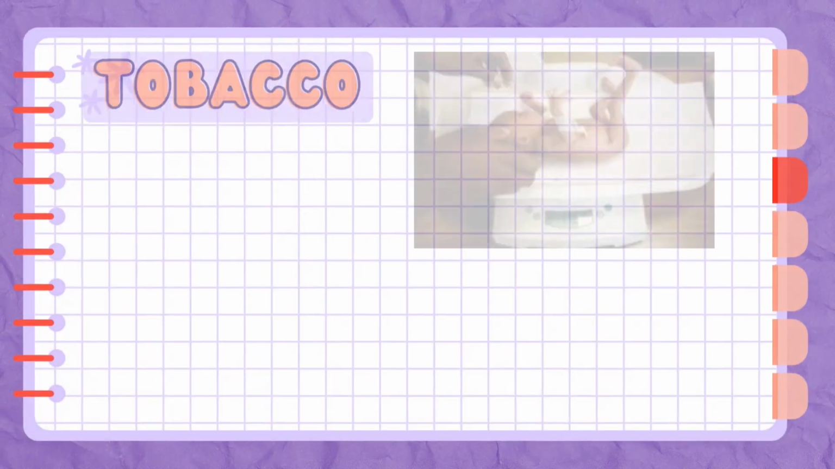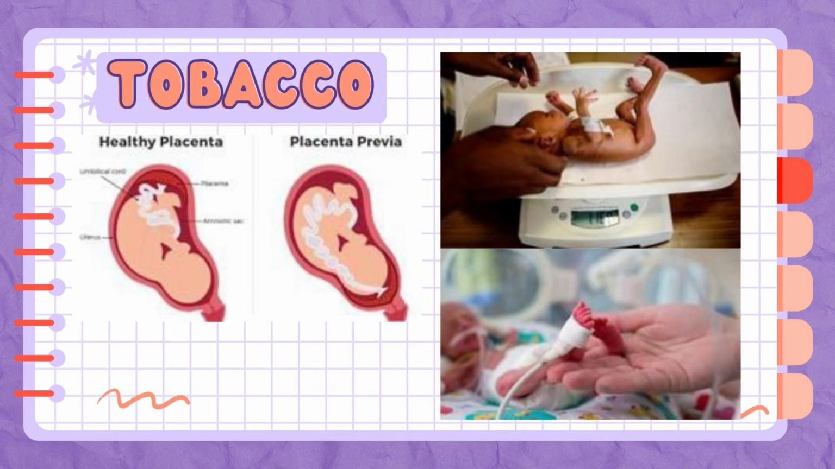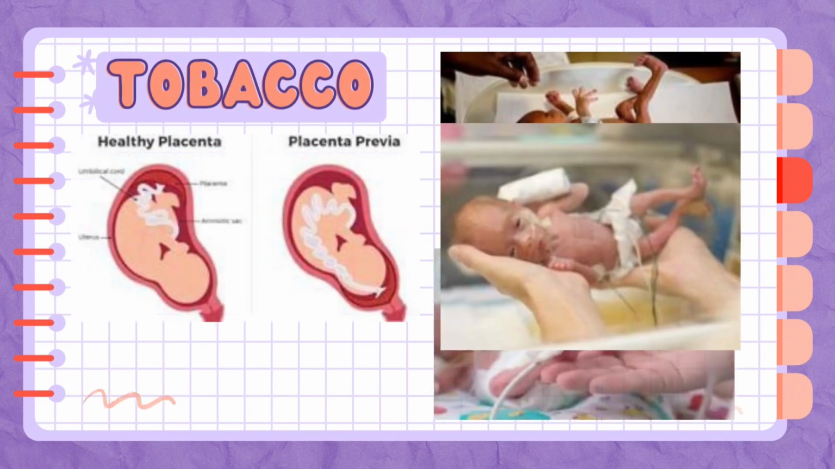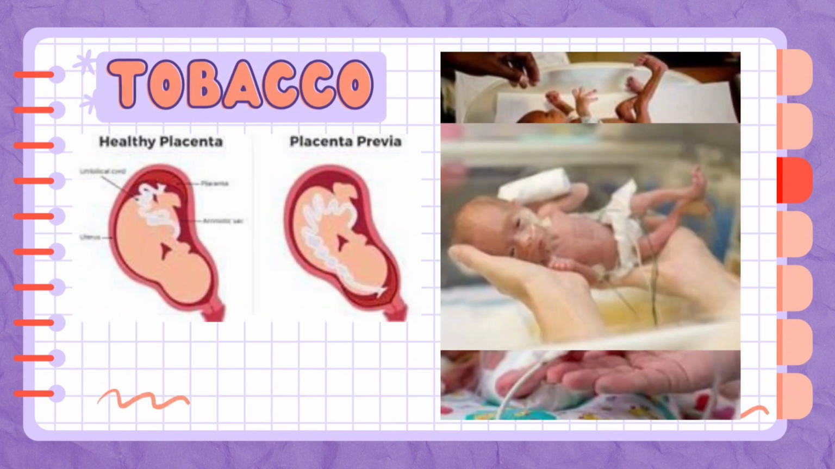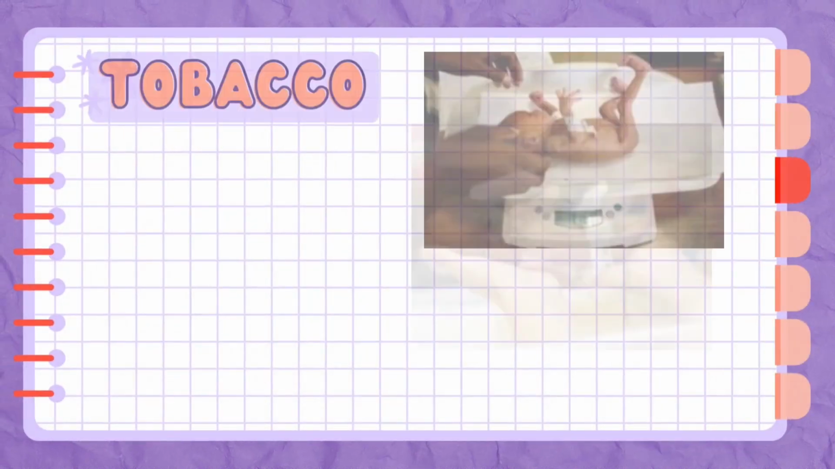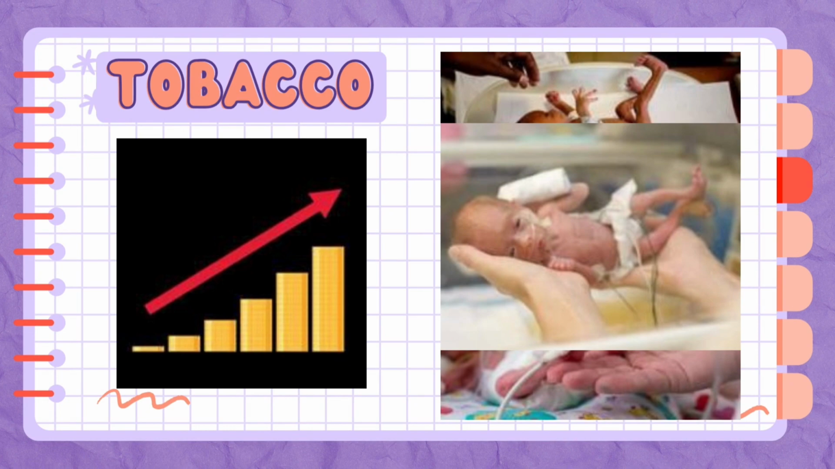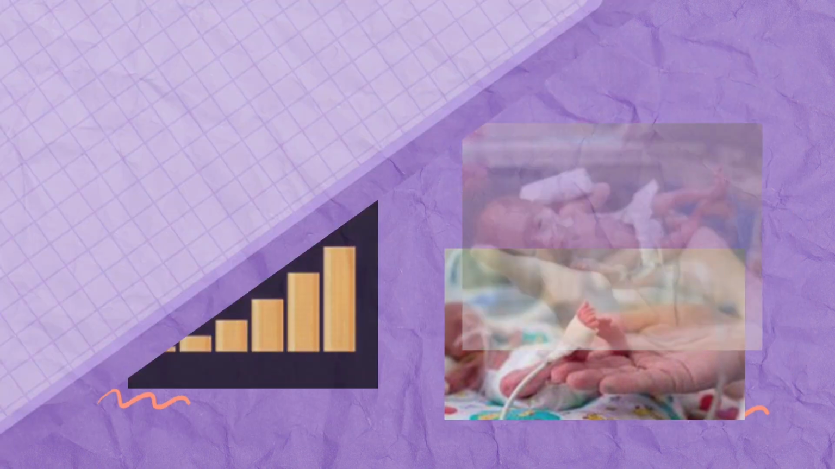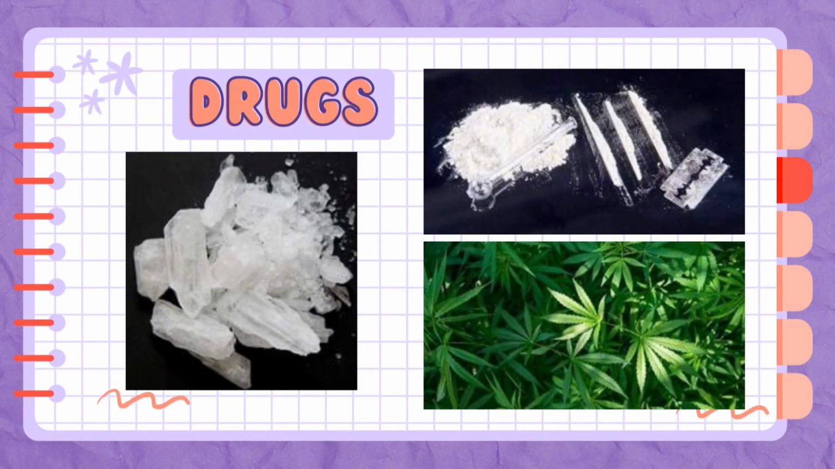In fact, studies also revealed that fetal and neonatal death are higher among smoking mothers. There are also higher incidences of preterm birth and lower birth weights among children with smoking mothers. Let's now proceed to the third one.